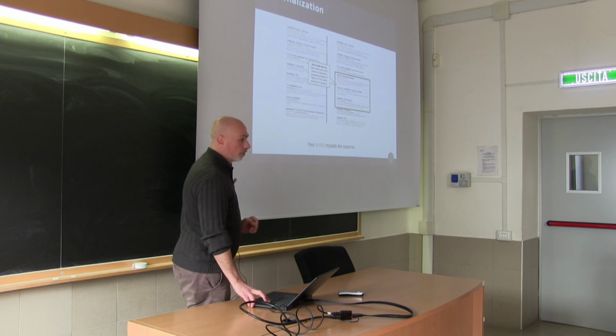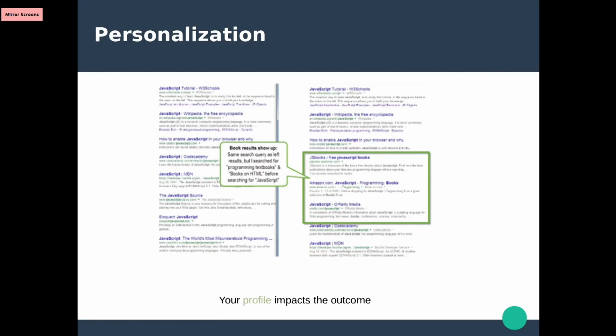And this is the famous personalization I was talking about. These two different web pages are associated to the very same query. So you have book results, but depending on who submitted this query, the results can be different. And why? Profile.